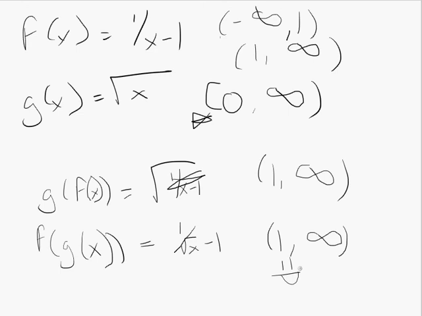Oh, so could you do 0 to 1, and then union 1 to infinity? Right. So we have to rule out all the negative numbers, and then we have to rule out 1. The numbers between 0 and 1 work. Is 0 included? Yes.